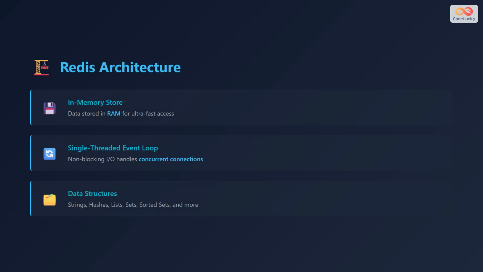Redis has a simple but powerful architecture built on three main layers. First, the in-memory store. All data is stored in RAM for ultra-fast access. Second, a single-threaded event loop. Despite being single-threaded, Redis uses non-blocking input-output to handle thousands of concurrent connections efficiently. Third, data structures. Redis doesn't just store simple strings. It supports hashes for objects, lists for ordered collections, sets for unique values, sorted sets for ranked data, and streams for event logs.